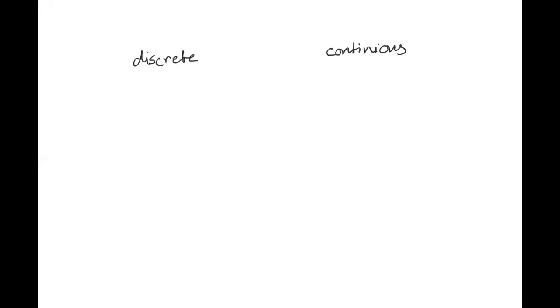So discrete and continuous is really the physics of calculus. What you need to be able to do is to convert successfully, mathematically, a continuous system into a discrete system.